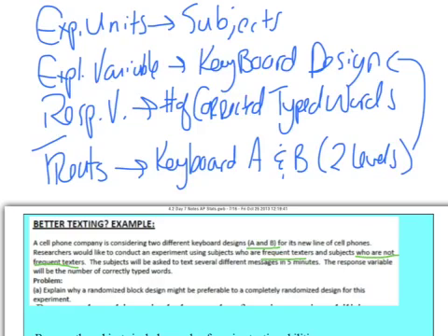Now, why is it that a randomized block design is preferable in here? It comes down to this right here, that we have frequent texters and we have non-frequent texters. This is a lurking variable that could impact, if you think about the response. If you're not a good texter, you're not going to type a lot of the words correctly. If you're a good texter, you're going to be a lot better at this. So we want to control for that lurking variable. Therefore, what we would do is we would block on if you're a frequent texter versus a novice texter.